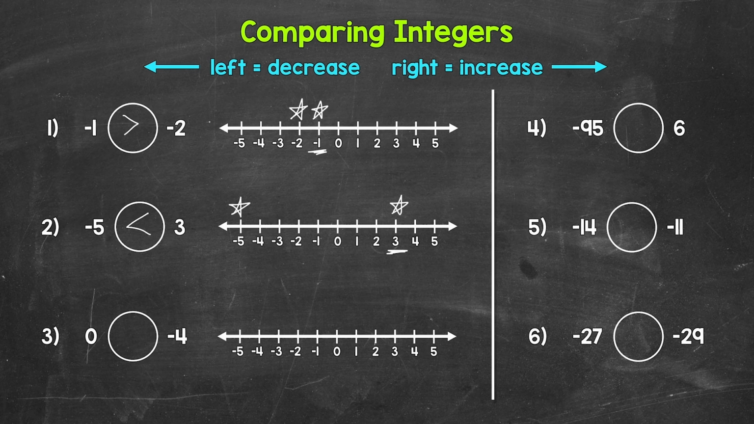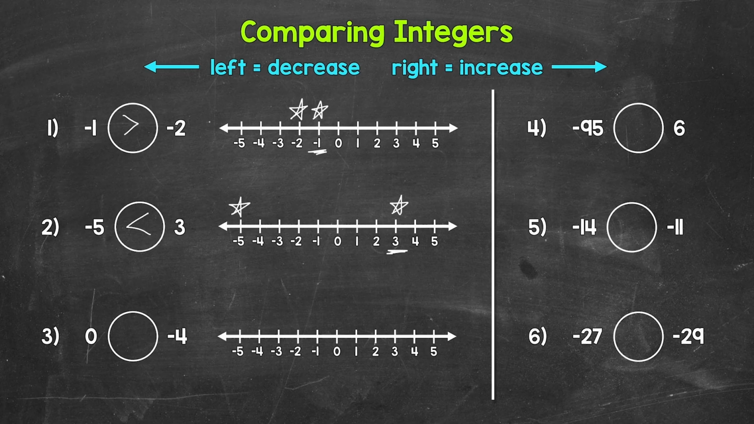Now with number 2, we have a negative and a positive. Keep in mind, whenever we have a negative and a positive, the positive is always going to be greater than the negative. And relating this to temperature, which is going to be warmer, which is going to be the greater temperature, -5 degrees or 3 degrees? 3 degrees. Moving on to number 3, we have 0 is greater than, less than, or equal to -4.